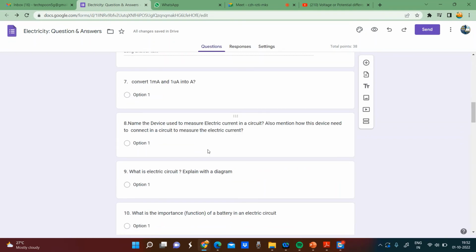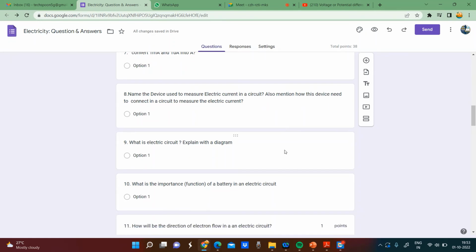Question number 8. Name the device used to measure electric current in a circuit. Also mention how this device needs to be connected in a circuit to measure the electric current. Those who have not written the question, just leave the space. What is the device? Ammeter. And how do we have to connect the device in a circuit? In series.